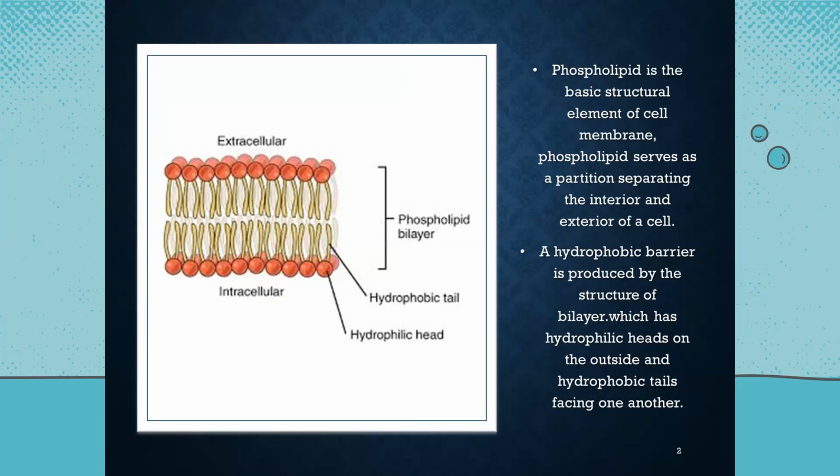Phospholipid is the basic structural element of the cell membrane. Phospholipids serve as a partition separating the interior and exterior of the cell. A hydrophobic barrier is produced by the structure of the bilayer, which has hydrophilic heads on the outside and hydrophobic tails facing one another.